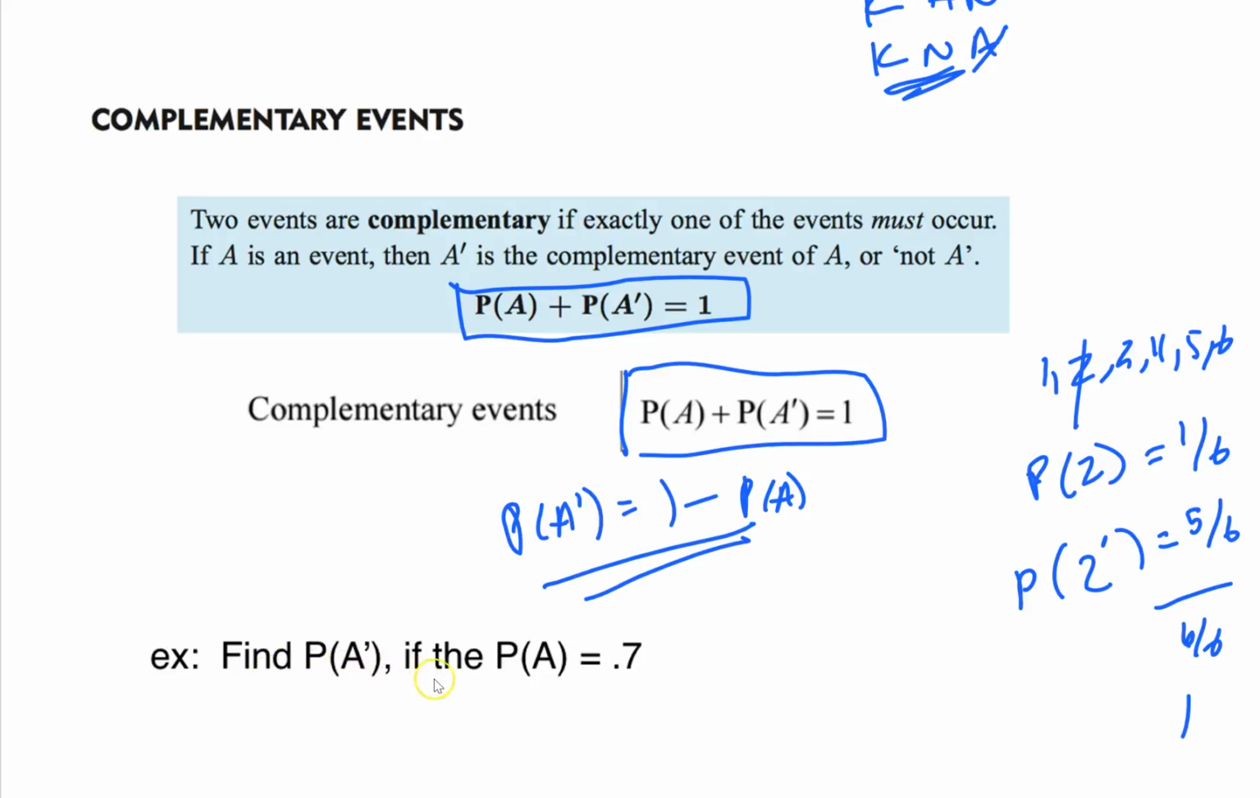If the probability of A naught, that's supposed to be a naught, the font's a little weird. Find the probability of A naught if probability of A is 0.7. Well, probability of not A is just 1 minus probability of A. So 1 minus 0.7, 0.3. Right? If there's a 70% chance of A happening, the opposite of that, or the complement of that, is going to be 30%.